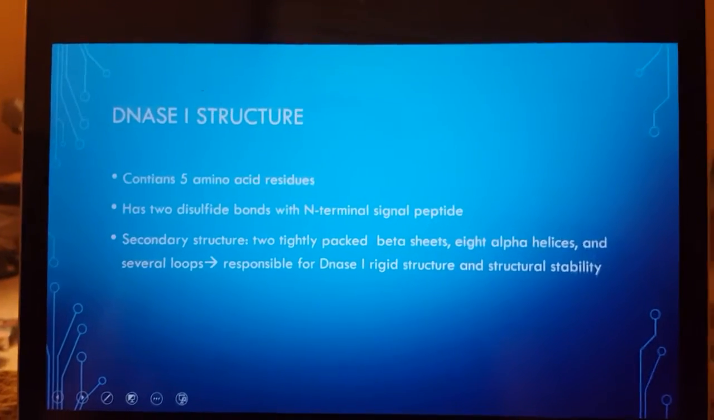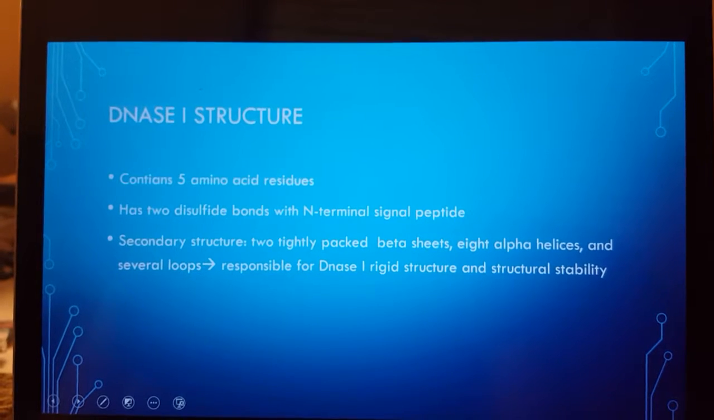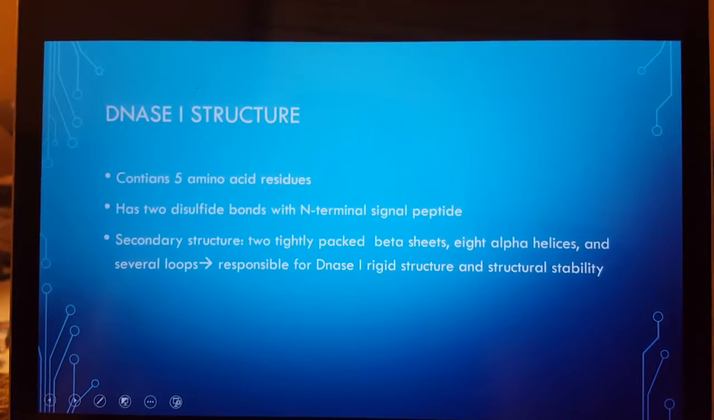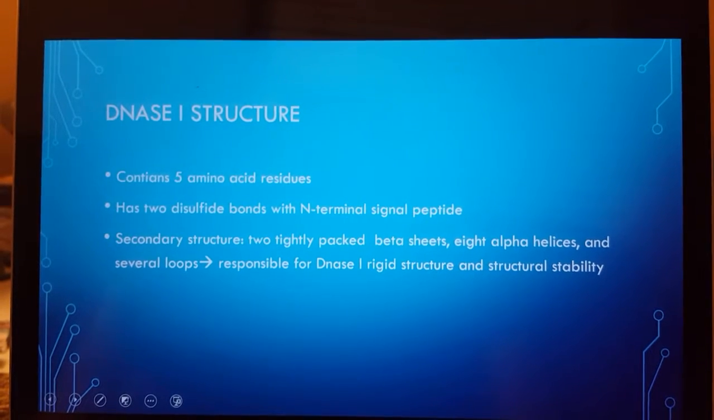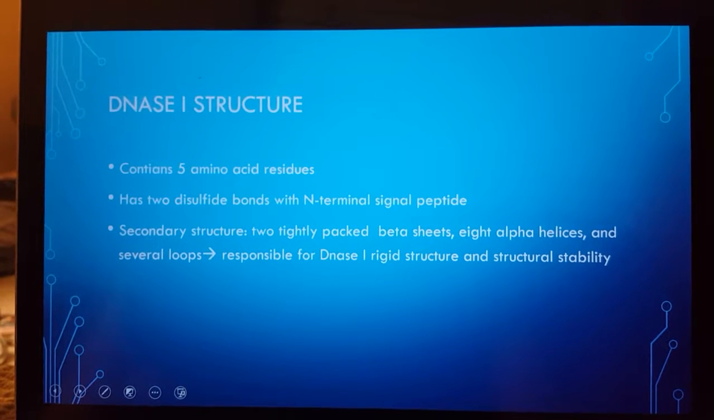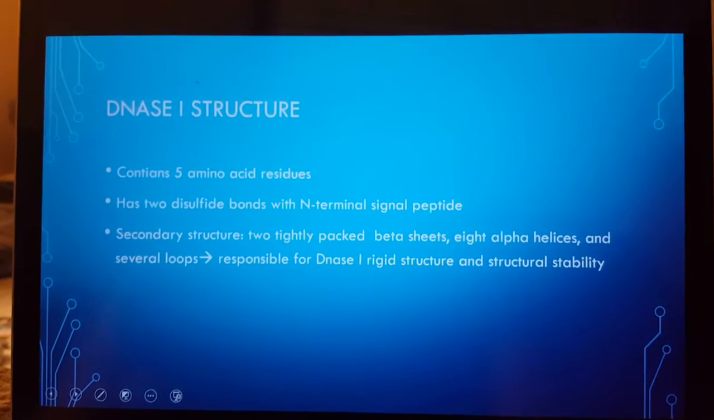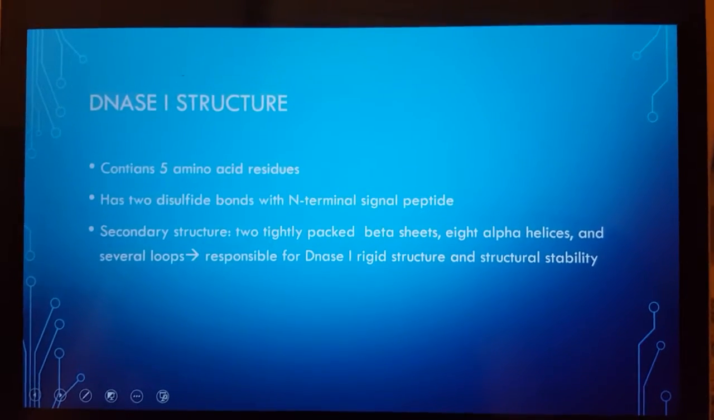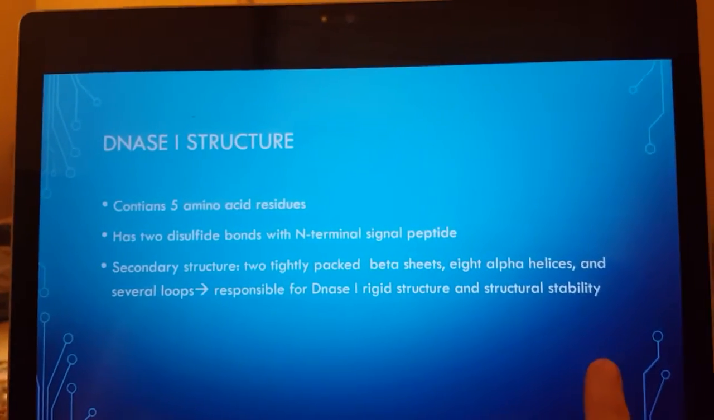Then you have the DNase 1 structure. It contains 5 amino acid residues, has 2 disulfide bonds, and has an N-terminal signal peptide. Its secondary structure includes 2 tightly packed beta sheets, 8 alpha helices, and several loops. This secondary structure is responsible for its rigid structure and structural stability.